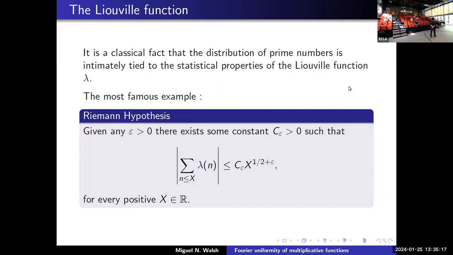The Möbius function is the function that is equal to the Liouville function when n is square-free, so when there is no perfect square dividing n, and it's equal to zero otherwise. And actually, the Möbius function is the one that arises naturally in mathematics, for example, as the inverse of the constant function under Dirichlet convolution, or it's the same thing as the coefficients of the series of the inverse of the zeta function. But the Liouville function is what has been used lately because it's slightly more convenient technically.